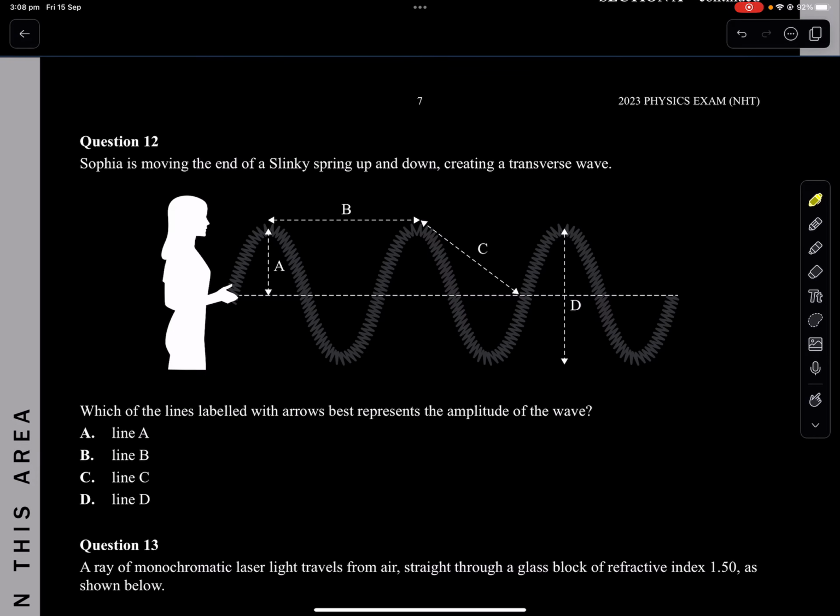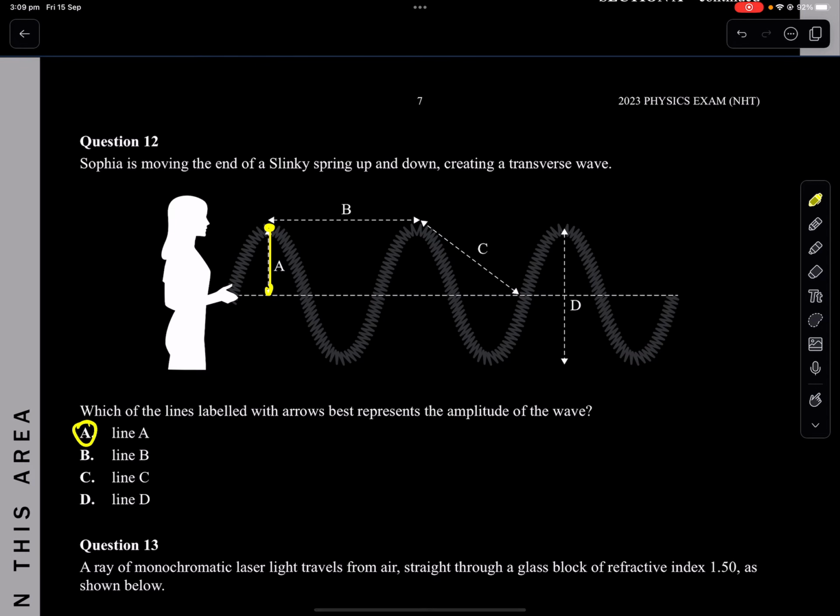Sophia is moving the end of a slinky spring up and down, creating a transverse wave. Which of the following, labeled with arrows, best represents the amplitude of the wave? Okay, well, just think of the waves. If you do methods, you should know that the amplitude is from here to here. So it's A, actually. And yeah, so A is the amplitude.